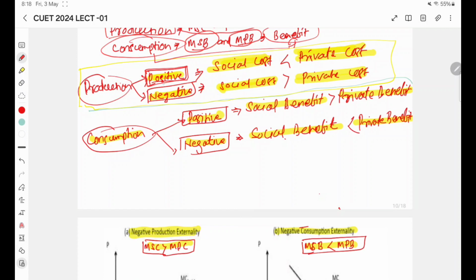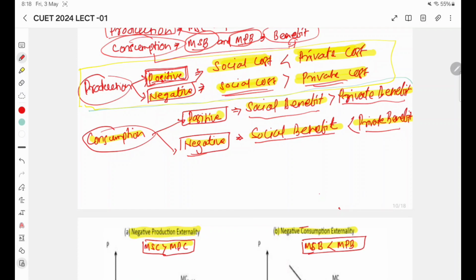Production positive externality will be when the marginal social cost is less than the marginal private cost. If the cost to society is less as compared to the private cost, then it is called positive production externality. But negative production externality is when the social cost is greater than the private cost. Then consumption positive externality arises when the social benefit is greater than the private benefit. And consumption negative externality arises when the social benefit is less than the private benefit.